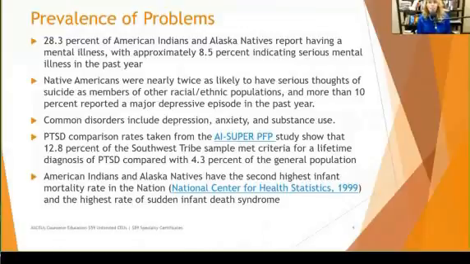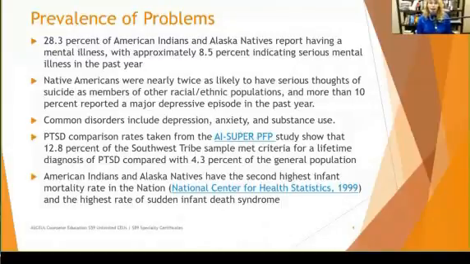Native Americans were nearly twice as likely to have serious thoughts of suicide as members of other racial or ethnic populations, and more than 10% reported a major depressive disorder in the past year. Ouch. So I'm just kind of giving you an idea when you think about how many Native Americans or Alaskan Natives or American Indians are in your area, how many of them you see in your practice versus how many of them are actually struggling with problems. Common disorders in this population include depression, anxiety, and substance abuse.